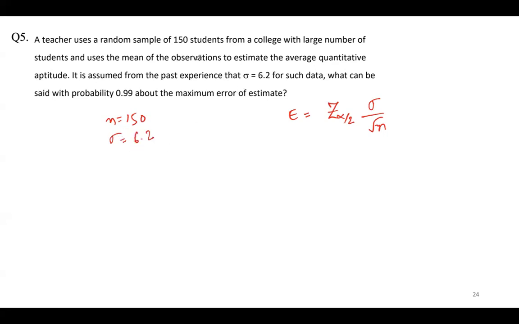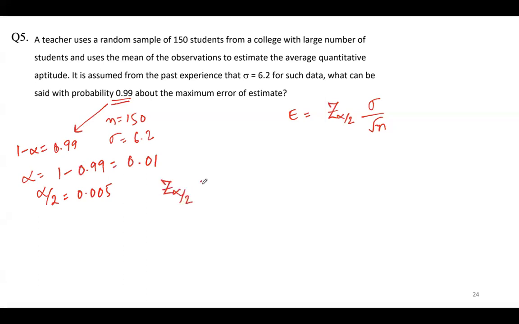And here they are saying something like this probability, so 1 minus alpha is equal to 0.99. This is what 0.99 means. Therefore, alpha is equal to 1 minus 0.99, which is equal to 0.01. So that means alpha by 2 is equal to 0.005. So what is Z alpha by 2?